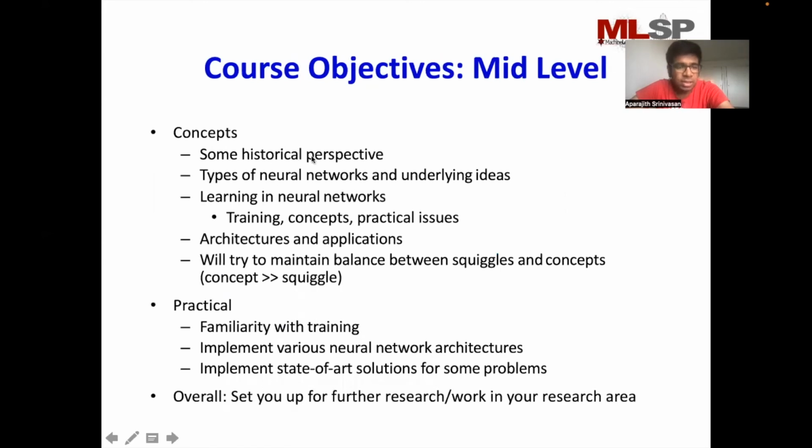Moving on to the mid-level, we'll be exploring some historical perspective, that is, how neural networks were inspired by biological neurons, types of neural networks and the underlying ideas, learning, training, practical issues, various architectures, and applications. Professor Bhiksha's slides are more focused on helping the students understand the concepts, which we think is more important. Practical implementations include familiarity with training and implementing various neural network architectures, including state-of-the-art architectures, for your homeworks and your projects. At the end, we aim to set you up for further research or work in your research area.